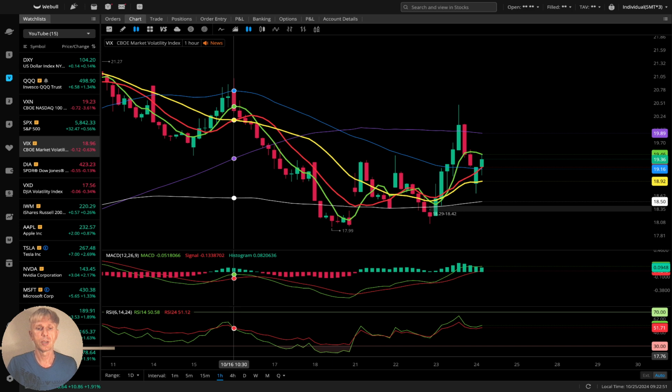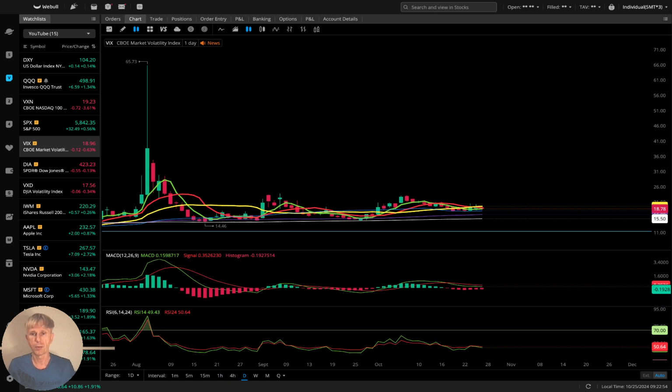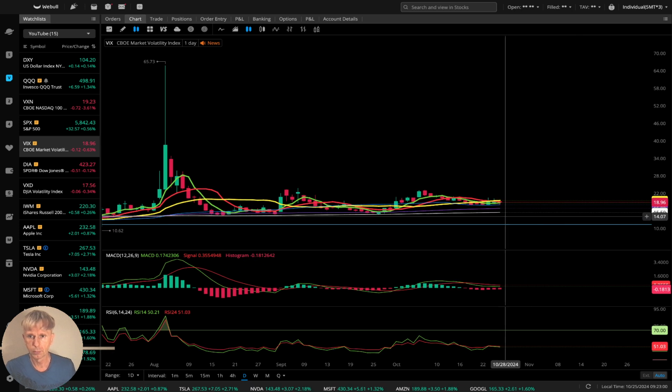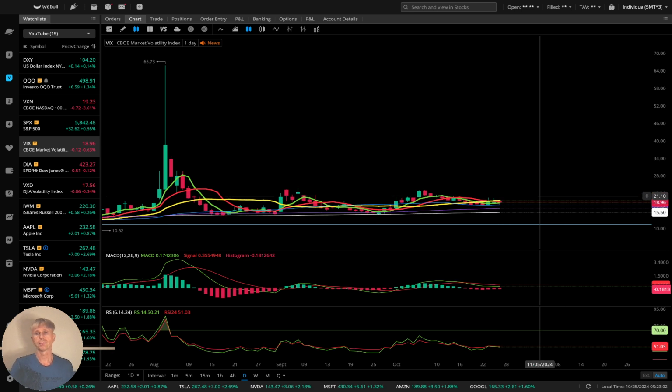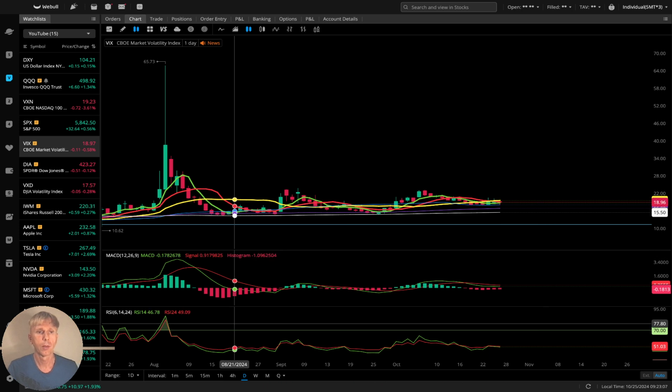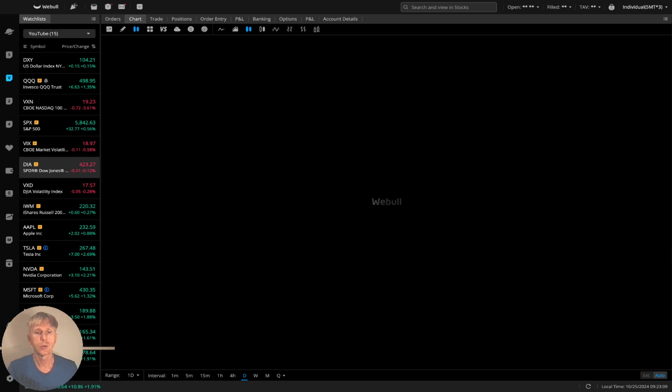VIX, the volatility index for S&P 500. Still the last bar is below SMA 20. Still sideways. No fear.